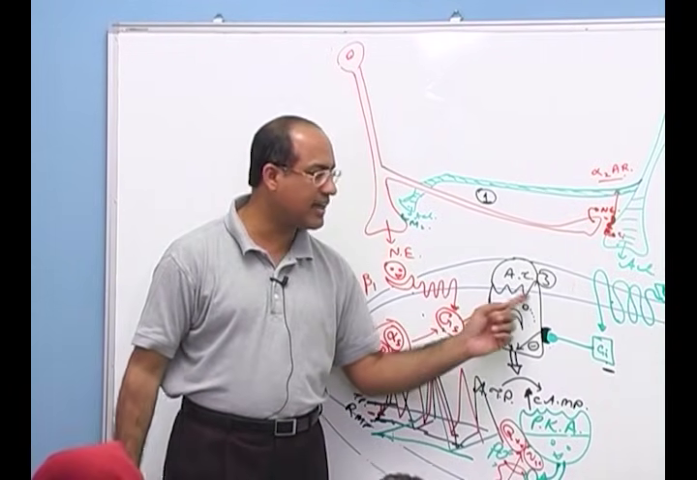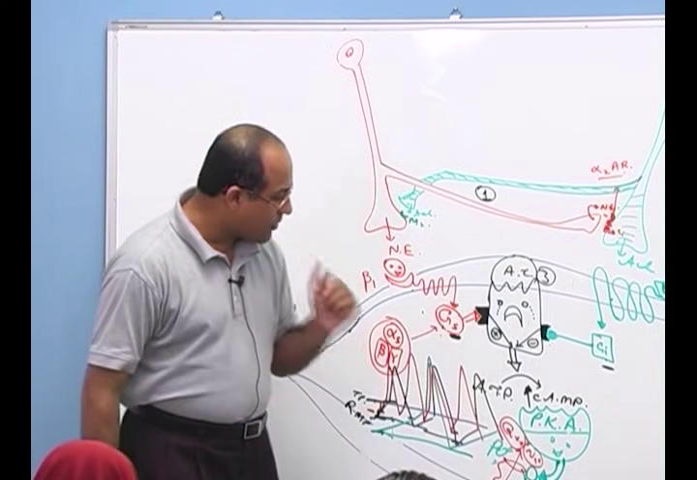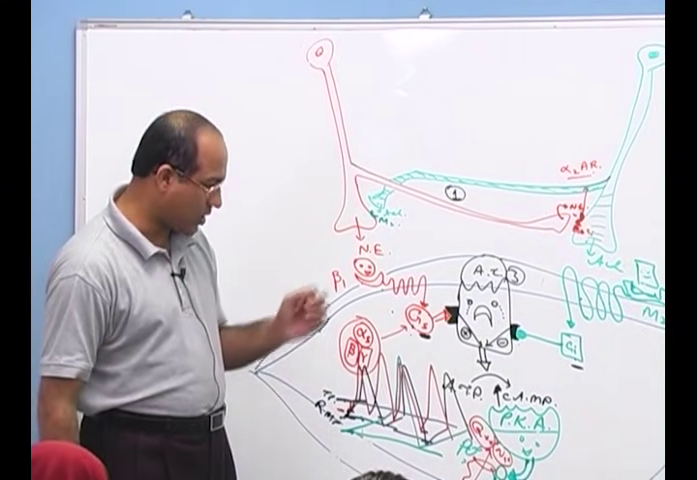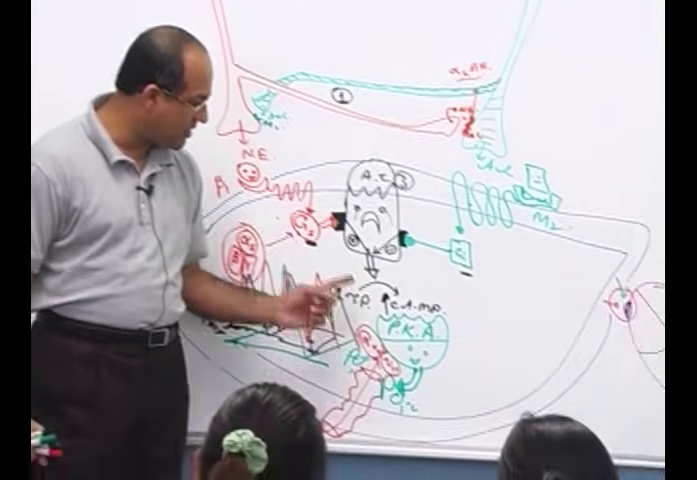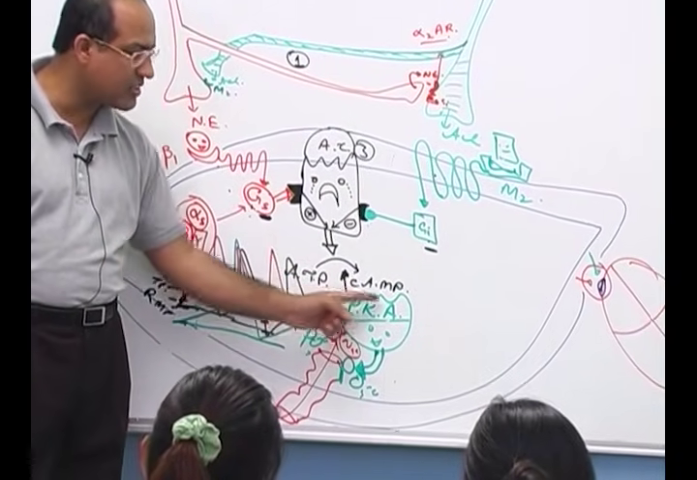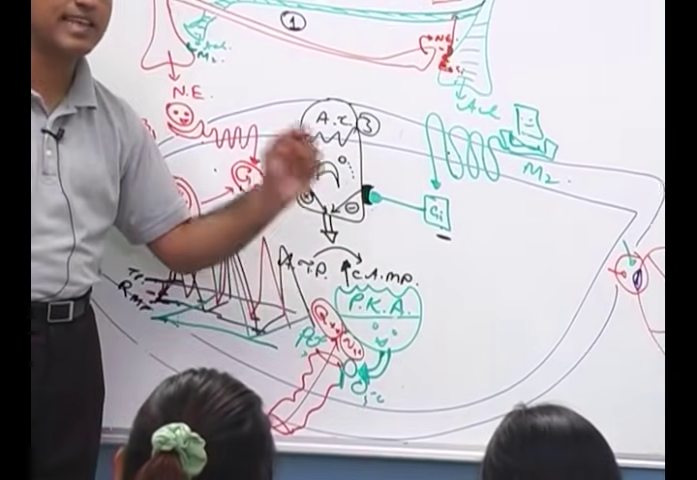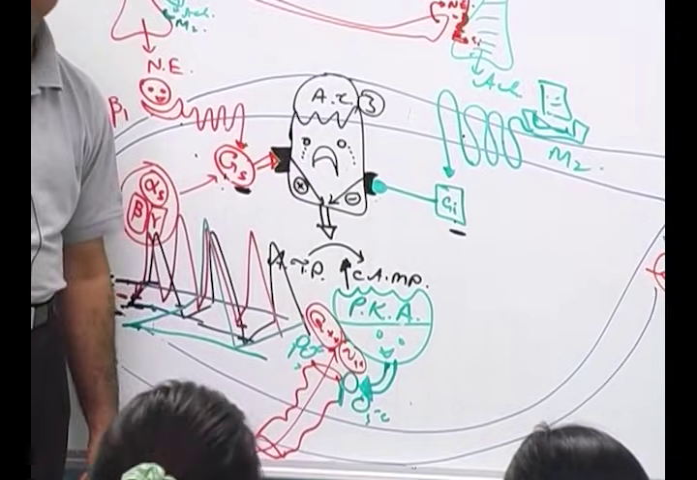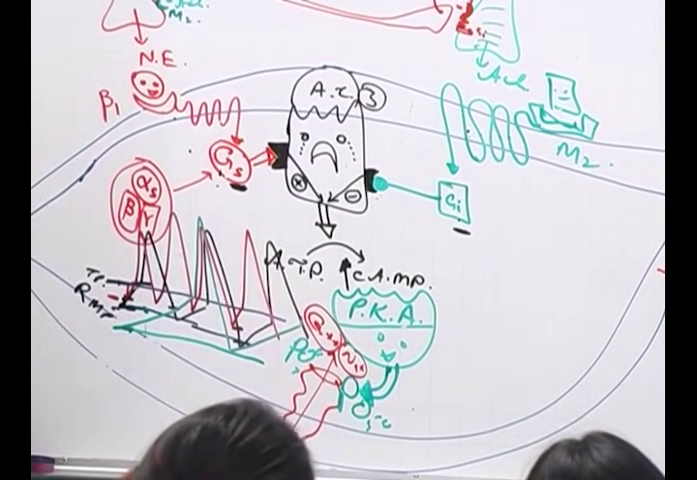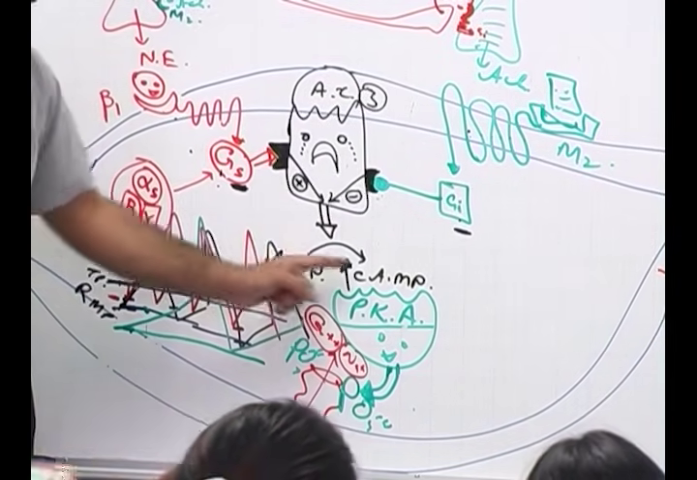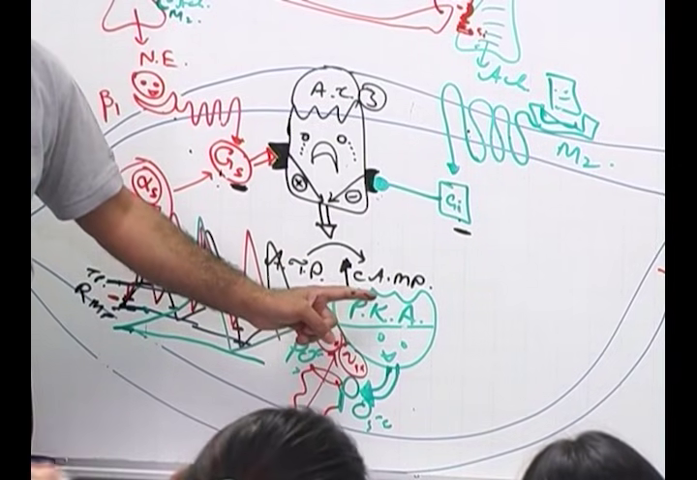Anyway, come back. The third antagonism is at adenylyl cyclase. The fourth antagonism is at what level? Or you can say counterbalance. Adenylyl cyclase is increasing cyclic AMP, but there must be something there to decrease the cyclic AMP.